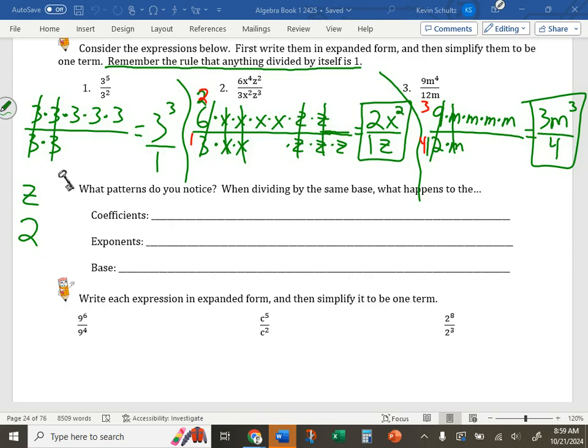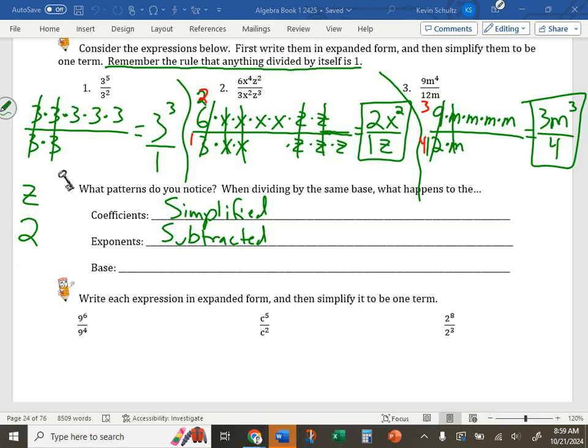The coefficients, they get divided. I'm going to go with simplified, because I don't want you to be dividing 9 by 12 and putting that as 0.75. So they get simplified, right? Exponents get subtracted. Exponents get subtracted.